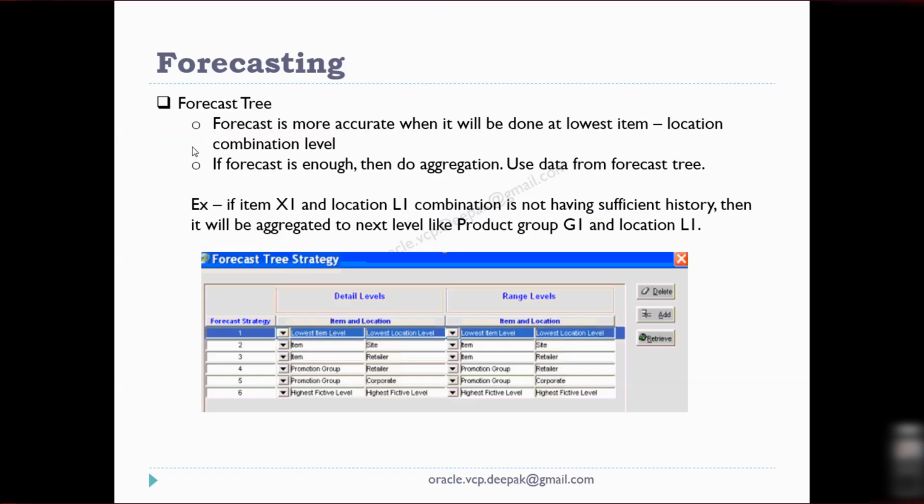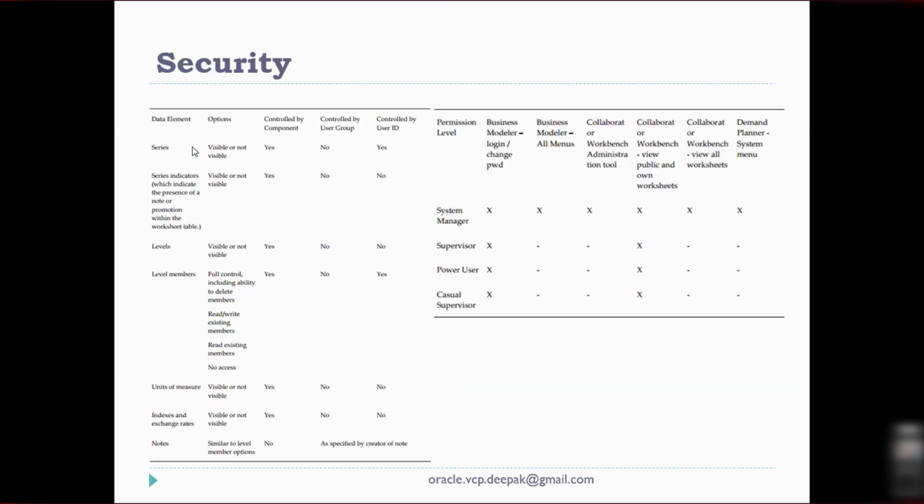Okay, so we touched base a little bit on forecasting. Now this is just about the security. This is a chart which explains what things I can hide and how I can control the security. The first column is a data element. The second column represents what I can do with this data element, and the remaining last three columns represent at what point or at what level this can be done. If I want to read this data, I have to read it like this.